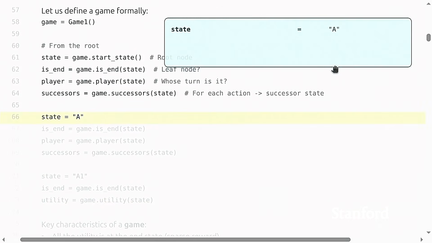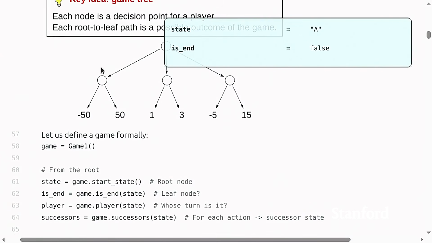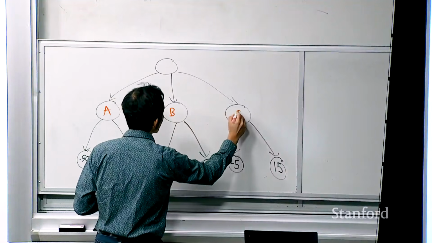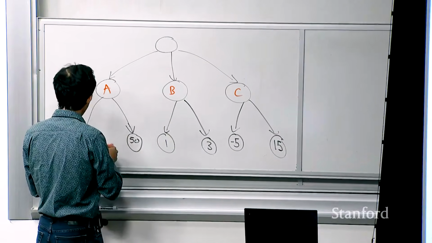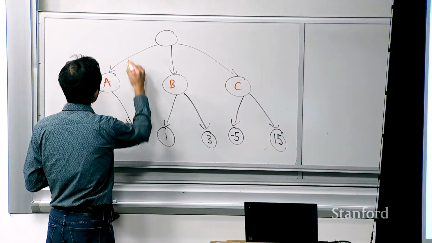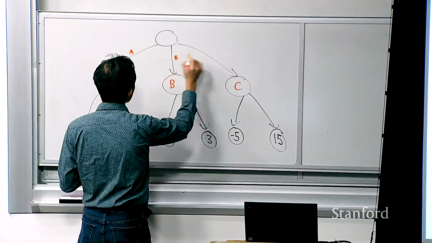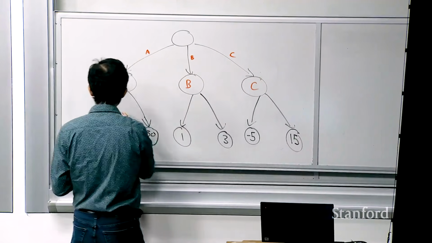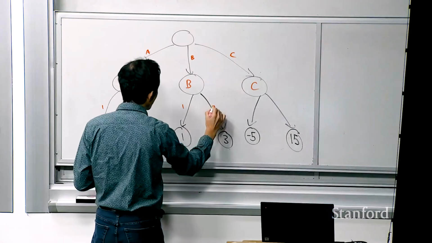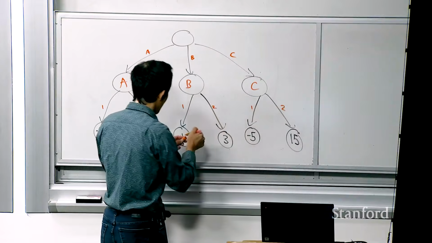Okay, so let's do one other node here. So from state A, I'm not at the end. So A, just to be clear, is this one. Actually, let me just write this in, so for a reference. Okay, and so this is like choosing actions A, B, C, and this is 1, 2. I'm just going to label them as 1, 2.